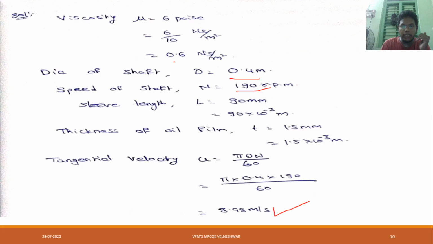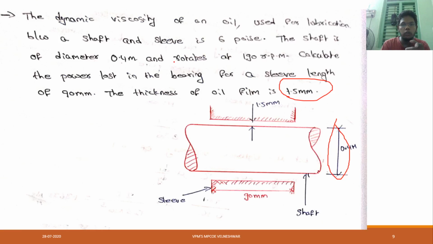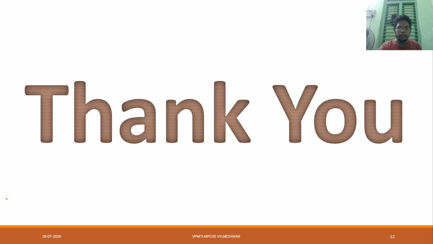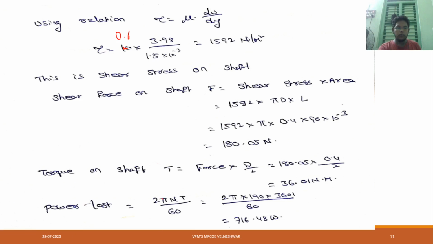Now one more thing he has given for us: to find out the value of power loss. If you want to find it, we first have to find out the value of force. Why? See here, the power loss formula is 2 pi nt divided by 60.